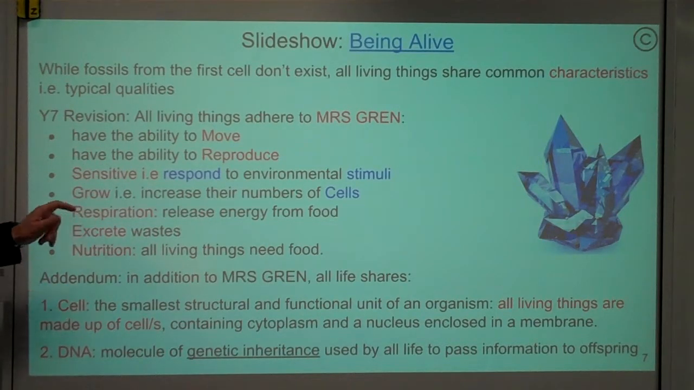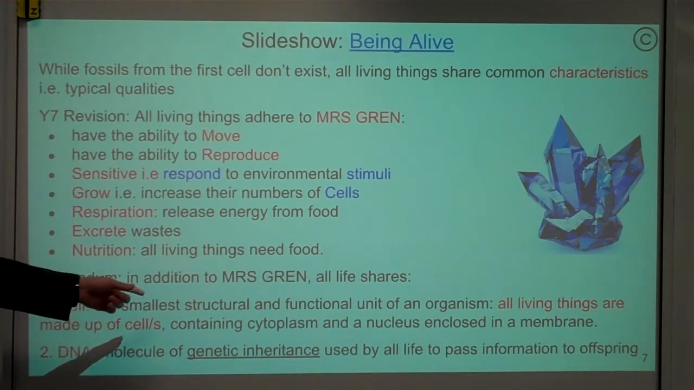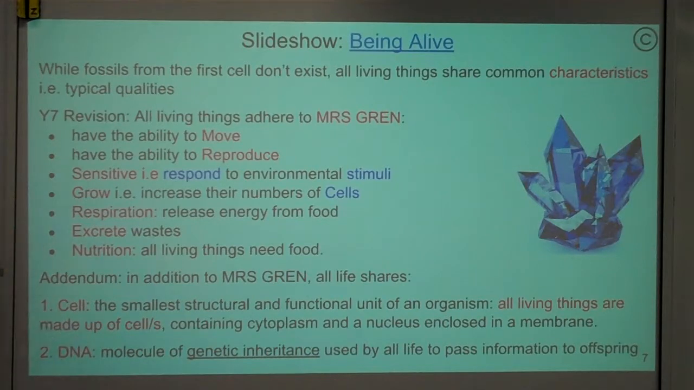So there's your Mrs. Green, and you're familiar with that idea that living things move, they reproduce, they have metabolism. That's how we can tell if they're alive. But for the year 8 level, we added this additional information that all living things are made of cells. I mentioned that before. That's key. The cell is the smallest structural and functional unit of an organism, all living things are made up of cells. And DNA is a molecule of genetic inheritance and also for producing proteins. So they're not really covered in Mrs. Green, but they are key. You don't get a living thing without cells.